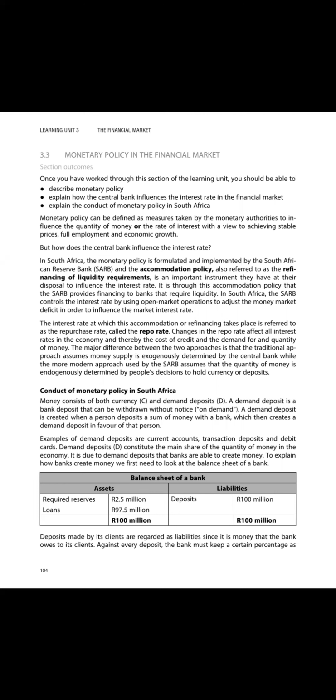And then it is through the accommodation policy that the Reserve Bank provides financing to banks that require money. But how does that work now? So the Reserve Bank controls the interest rates by using open market operations to adjust the money market deficit in order to influence the market interest rate. Right. So how does that work now? Let me just explain it and cut the long story short.